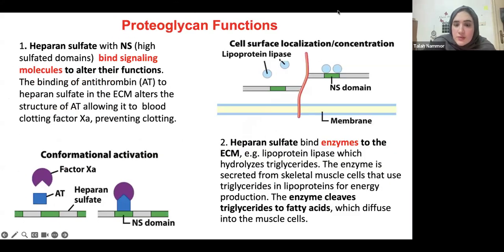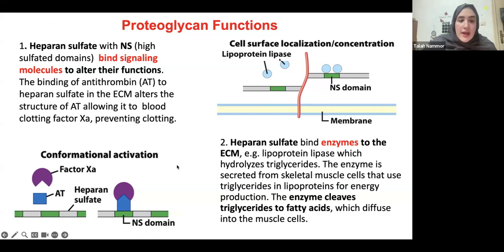Now, for proteoglycans, we just have functions and a couple of examples. So here they're giving you heparan sulfate. It will bind to a protein. Heparan sulfate binds to signaling molecules. Let's look in here. This is heparan sulfate, and it has something called an NS domain. The NS domain is highly sulfated. So we have a lot of sulfate in this area.